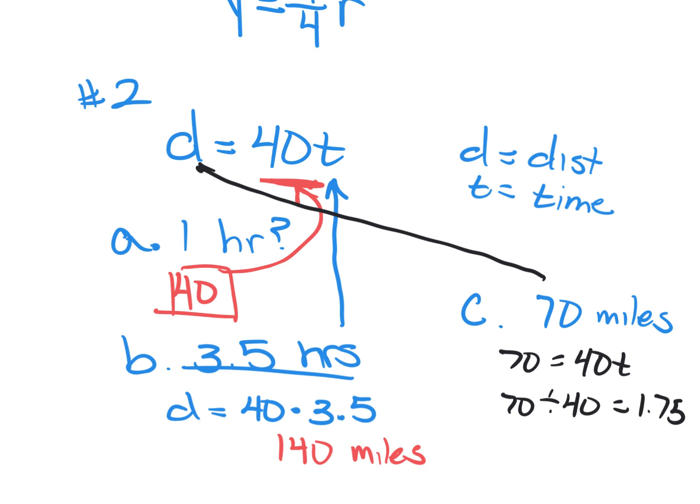Okay. So letter A, what's the speed? How far does it go in 1 hour? That's just the number in the problem. Letter B, you're going to multiply the number in the problem by how many hours it is. And letter C, you're going to divide the number in the problem by the number in the equation.